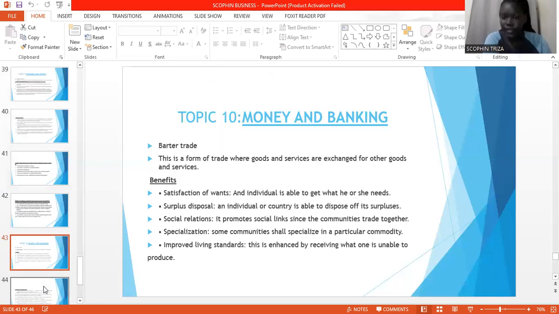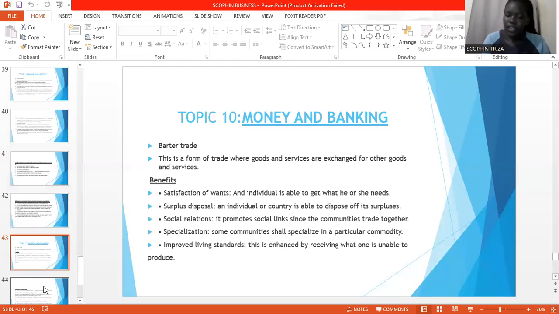Let's go to topic 10. Our topic 10 is money and banking. We're going to talk about barter trade. So what's barter trade? It's a form of trade where goods and services are exchanged for other goods and services.